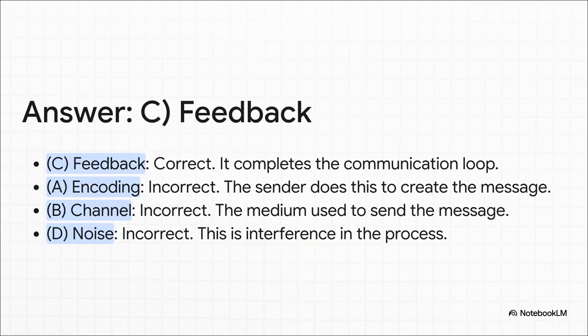Now, to do really well on your exam, you also need to know why the other options are wrong. Encoding is something the sender does. The channel is just the path the message travels, and noise is any interference. Feedback is the only term that describes the receiver's response.